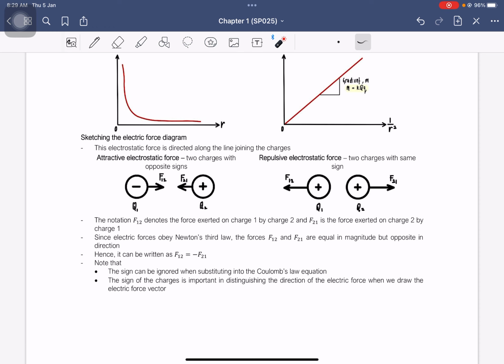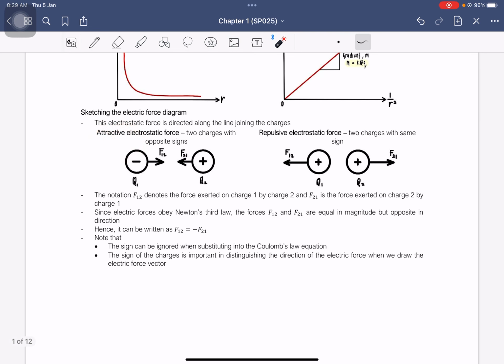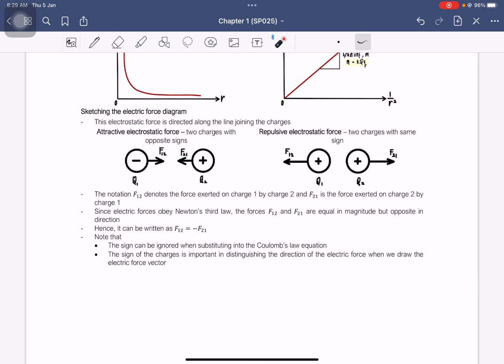Now, how do we sketch this electric force diagram? This electrostatic force is directed along the line which joins the charges. So we have attractive and repulsive electrostatic force. Attractive electrostatic force occurs when the 2 charges have opposite signs, so basically a negative charge will be attracted to a positive charge. Repulsive electrostatic force is when the 2 charges have the same sign. So for example, if they are positive and positive, they don't attract each other, so they will repel each other. Similarly, when these are negative charges.